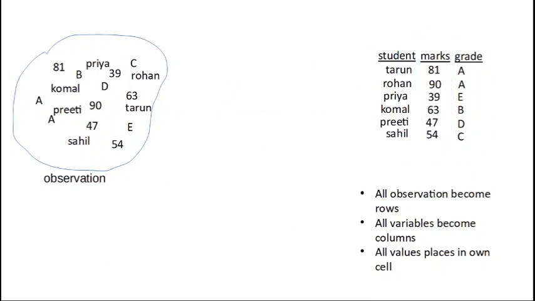Now come to the last point, all values are placed in one cell. What does it mean? On the left hand side you can see lots of values, and in organized data, Tarun is an observation, Tarun is a value or constant. It is placed in one cell, and similarly 81 and Rohan.